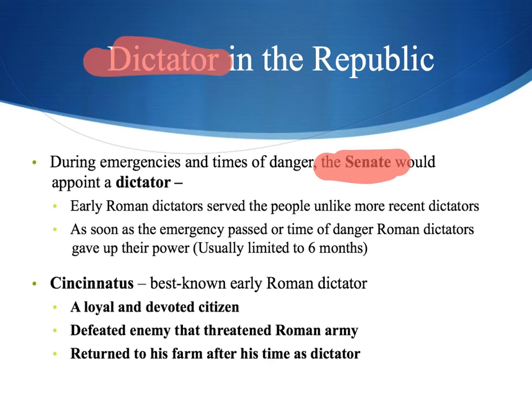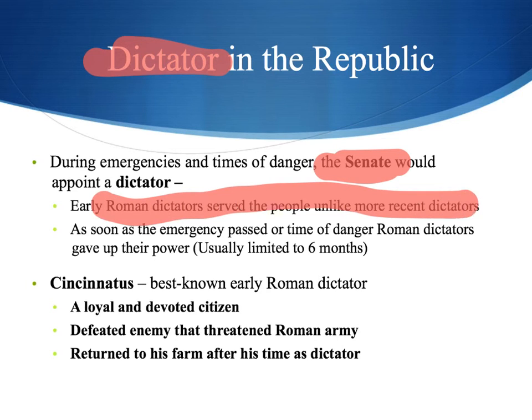And early Roman dictators were very different from more recent dictators that we know, who were pretty cruel and used their total authority for not great things. And these dictators served a term of only 6 months, right, to pretty much solve the emergency in times of danger. And these Roman dictators would take on the state of danger, the emergency, and then once the emergency or the danger was resolved, the Roman dictators gave up the power and went back to their regular, everyday lives, and they were usually limited to 6 months. One of the best-known early Roman dictators was a man named Cincinnatus.